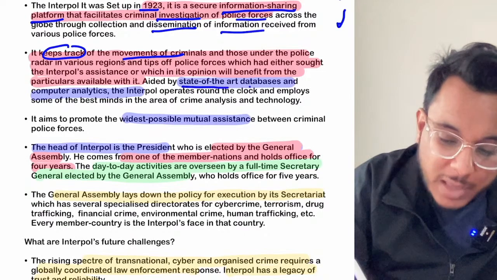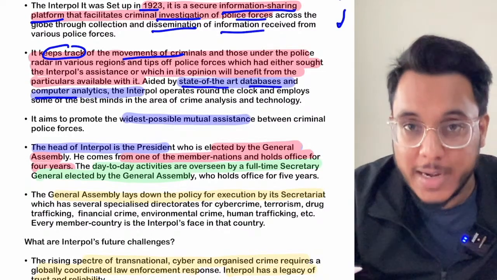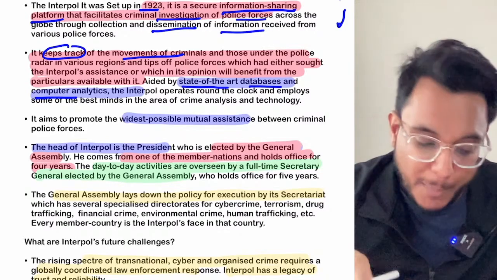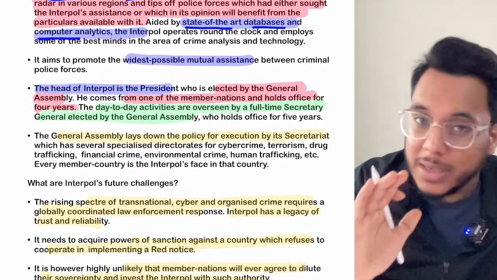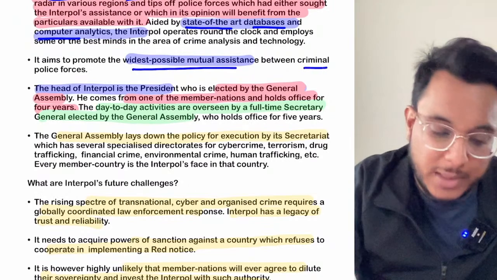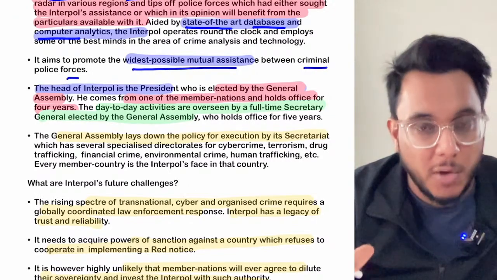It maintains a state of the art database, computer analytics, big data. That database helps police authorities around the world to identify patterns. This organization promotes the widest possible mutual assistance between the criminal police forces around the world. And who is the head of Interpol?